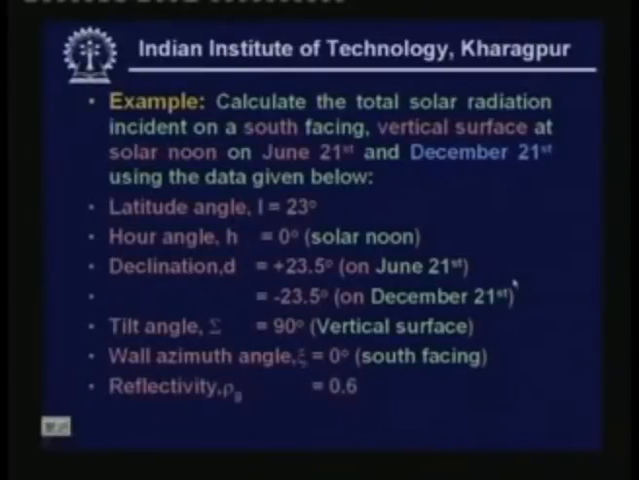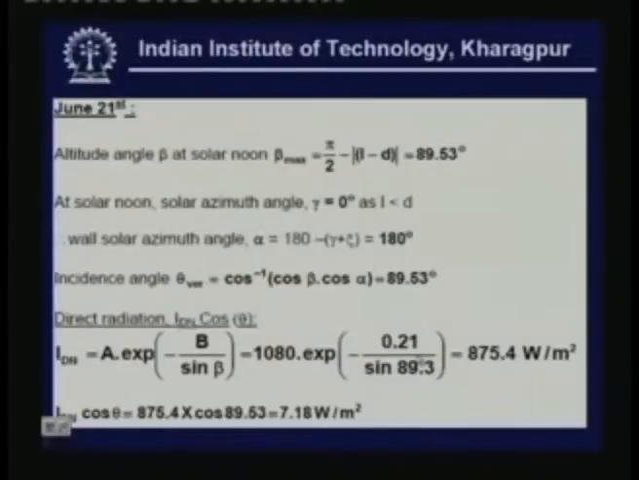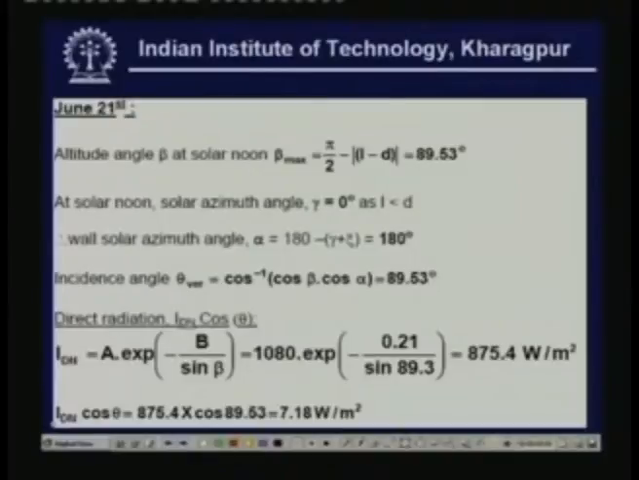And finally, it is given that the reflectivity of the ground is 0.6. So, this is the information given, and based on this we will have to calculate the total solar radiation. Here a stepwise procedure is shown.